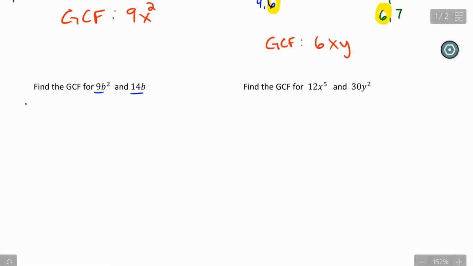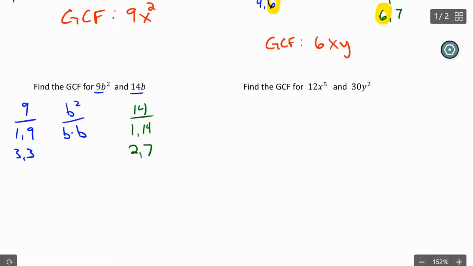Now I'm taking a look at our greatest common factors for 9b squared and 14b. All right, well, 9, 1 and 9, 3 and 3. B squared gives me b times b. And 14b, well, 14, 1 and 14, 2 and 7. And for b, well, just b. All right, what do they have in common?